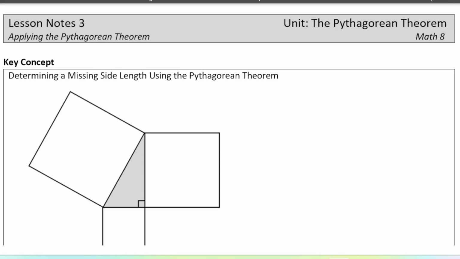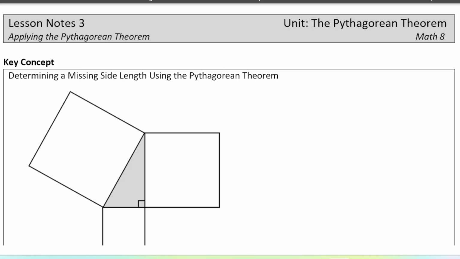This is the third and final lesson in the Pythagorean Theorem unit in Math 8. We're going to be using the Pythagorean Theorem again today, but this time to find missing side lengths. So go back and watch lesson 2 if you want to see me introduce the Pythagorean Theorem, but I'm just going to review it really quickly here.